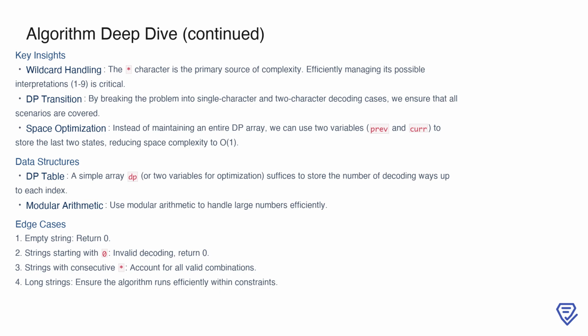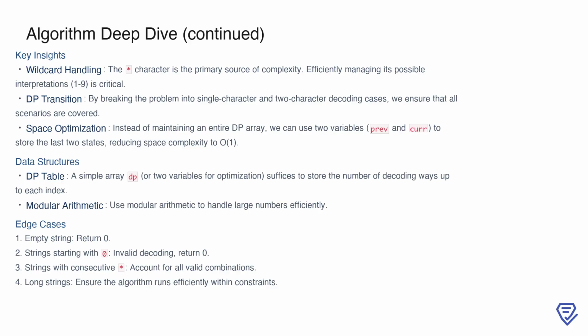To optimize space usage, instead of maintaining an entire DP table, we can use two variables, previous and cur, to store only the last two states. This reduces the space complexity to O(1). Additionally, modular arithmetic is necessary to handle the potentially large number of decoding combinations efficiently.